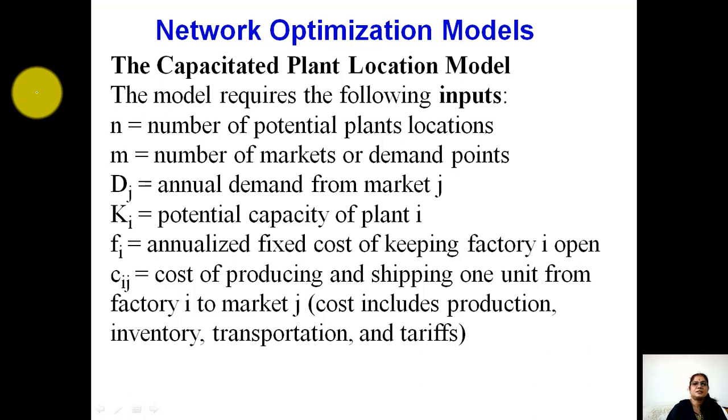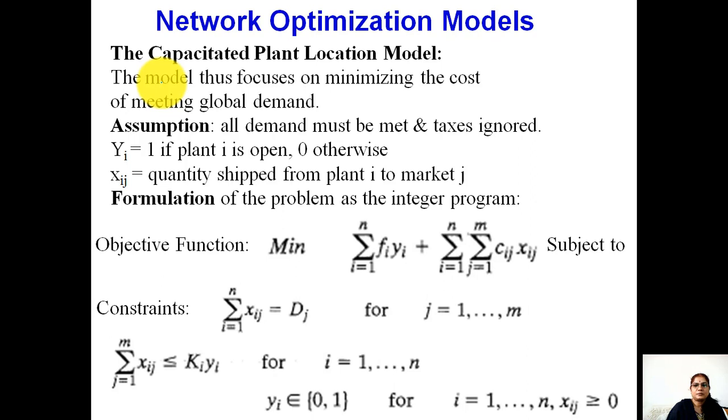Next is the capacitated plant location model. This model is the same as the multiple sourcing model which we saw just now. The inputs are also the same. The model is also the same in the sense the objective function is the same, constraints are the same. So, given plants with capacities, how location and allocation are to be done, this model explains. Since the things are one and the same, I'll just move on to the next one.